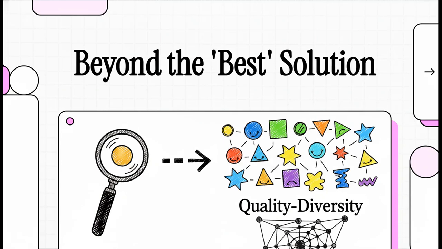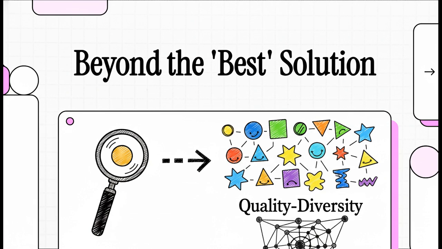Whenever we have a problem, what's our first instinct? It's to find the best answer, right? The single perfect solution. But what if I told you that's kind of the wrong way to look at it? What if the real power isn't in finding one perfect answer, but in discovering every single good answer out there?